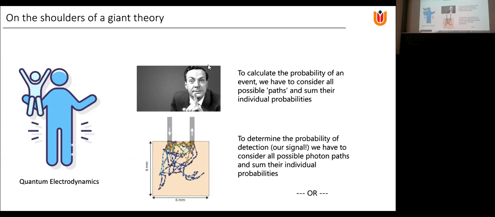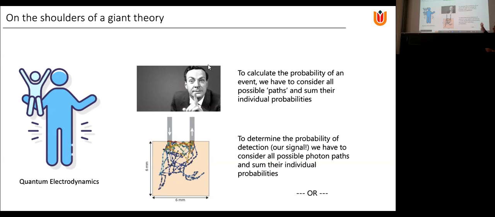So quantum electrodynamics is this giant, almost complete theory of the interaction of light with matter. And the one rule from that theory is that if you want to calculate the probability of an event, any event, a photon hits a detector or a photon gets absorbed, you have to consider all the possible ways that this event can happen, all the possible paths, as it's called. You have to sum all these individual contributions.